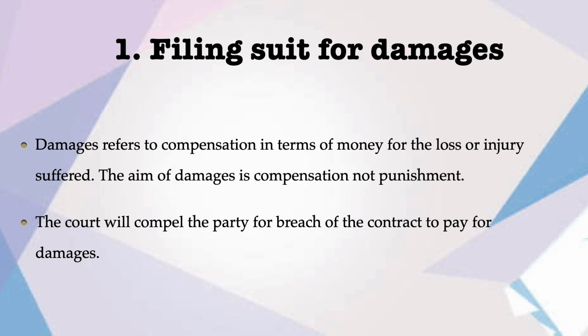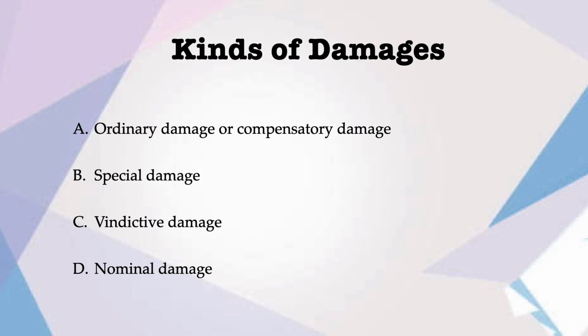So here the first remedy is that the aggrieved party, that is the party at loss, will file a case in the court of law against the other party who has not fulfilled the promise. Therefore, he has to pay the damages. The concept of damages is just to compensate for the loss and not to punish. Once the aggrieved party has filed a case, the court will compel the party who has made the breach of contract to pay for the damages. And these damages can be of 4 types.